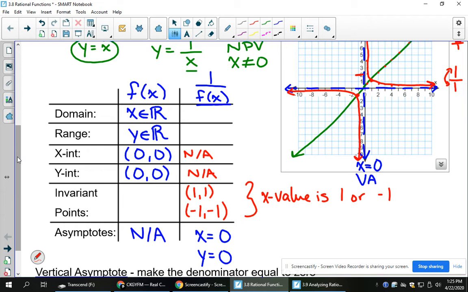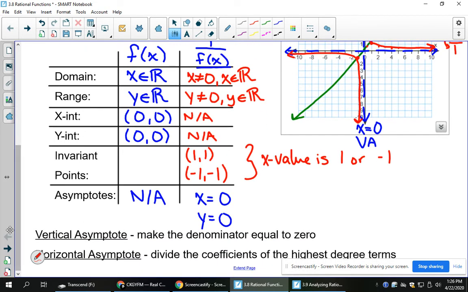The range looks to me like the graph is everywhere except for on that asymptote. It goes up forever, down forever, but it never actually touches y equals 0. So the way I'm going to write this is y cannot equal 0, but y is every other real number. Same idea for the domain. This red graph is pointing to negative infinity and positive infinity, but it never touches the line x equals 0, aka the y-axis.